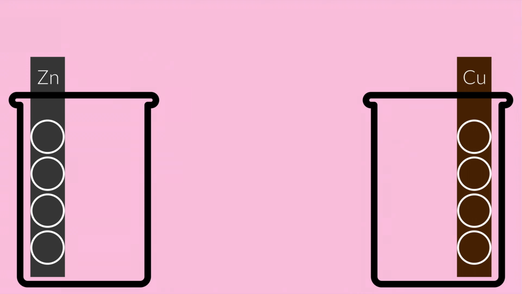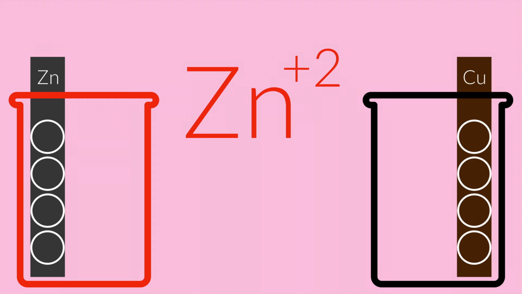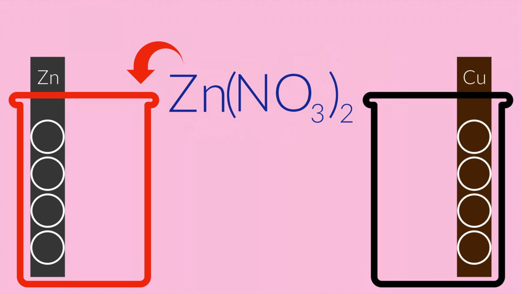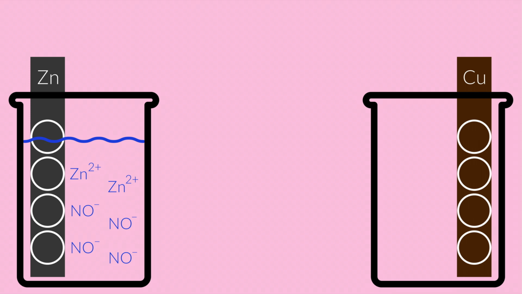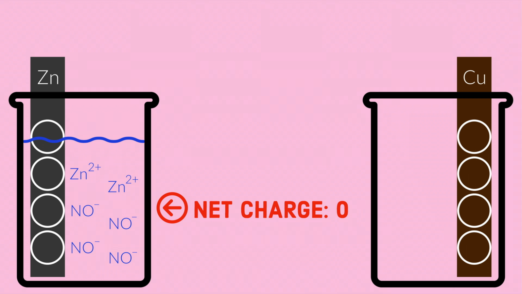Now we are going to add different solutions into the beakers. The solutions must not react with the electrodes and must not form precipitates. In beaker 1, choose a solution that contains the ion version of zinc. That would be zinc 2+ ion. A good choice for the solution is zinc nitrate. I will show 2 sets of zinc nitrate compounds, each completely dissociated. The net charge of the solution in beaker 1 is 0.